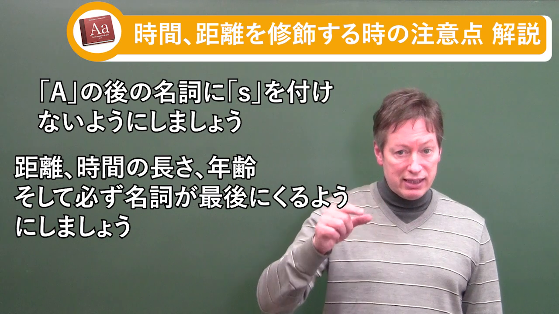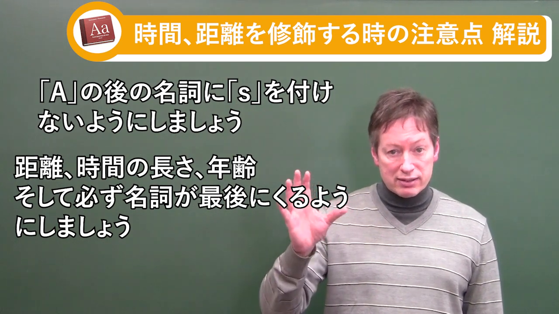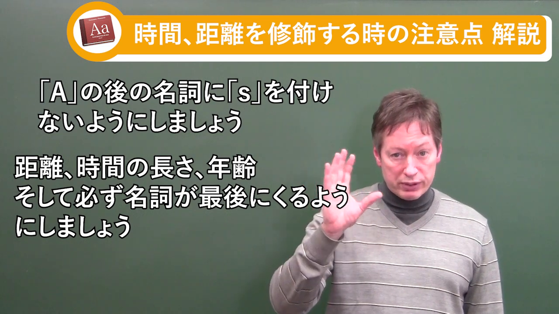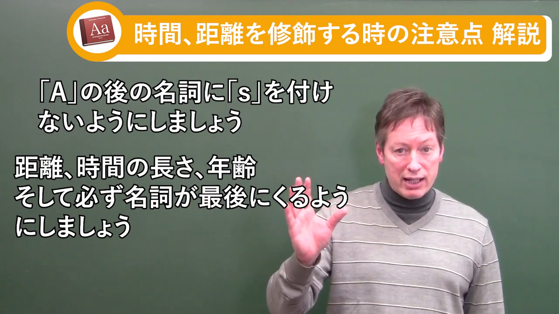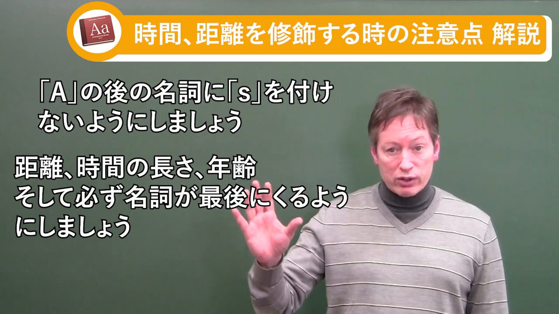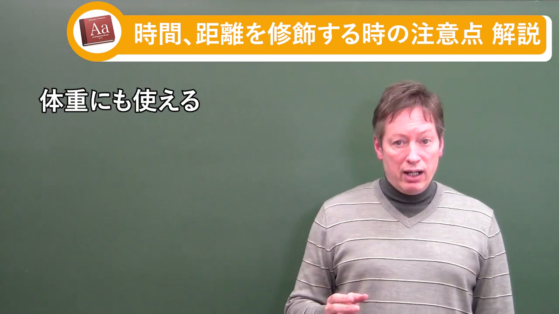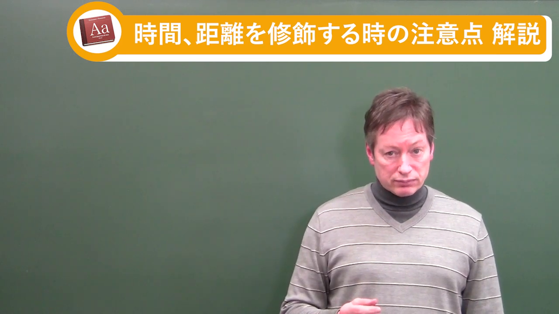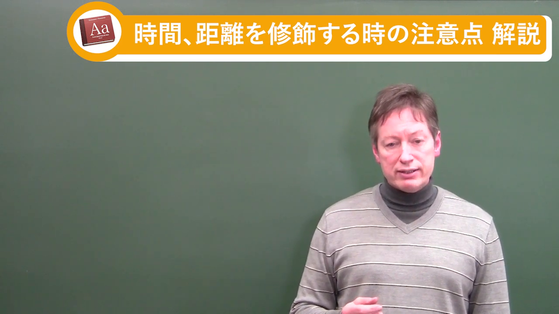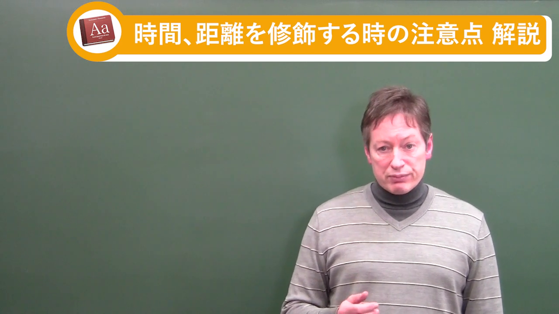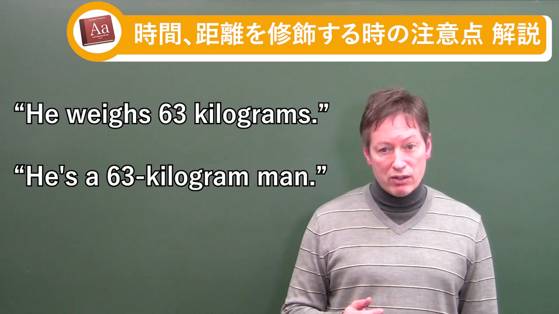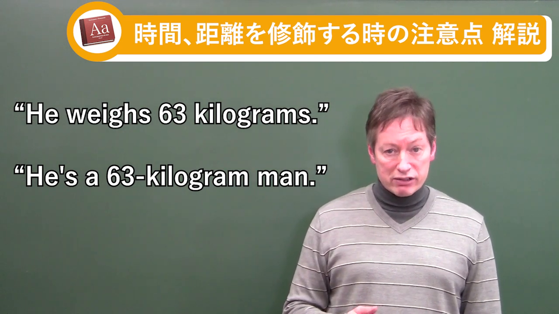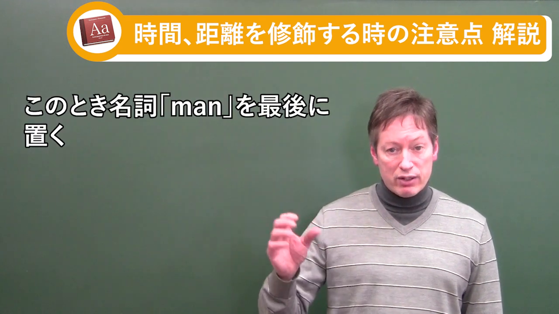Just cut off the S in that case, and you can make these sentences. Put an a followed by, don't put the S on the distance or the length or the time or the age, and then make sure you have a noun at the end. So weight is perfectly fine too. So he's been losing weight recently. So actually he's down to now 63 kilograms. So he weighs 63 kilograms, or he's a 63 kilogram man. Man is the noun at the end there.